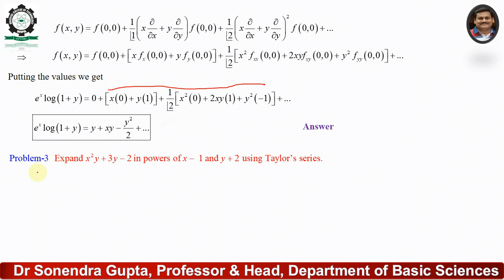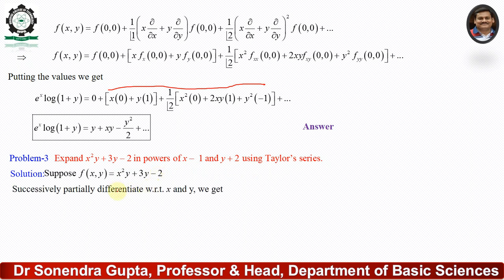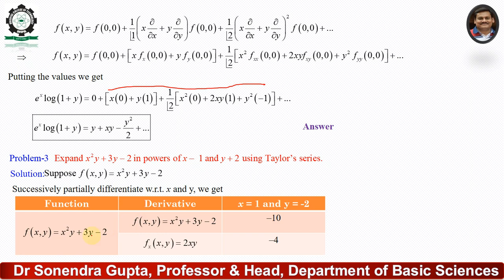Now we discuss one more question in terms of x minus a and y minus b: expand x square y plus 3y minus 2 in powers of x minus 1 and y plus 2 using the Taylor series. Again we have the function x square y plus 3y minus 2, and we can differentiate with respect to x and y like this. Now this is your function and its derivatives. The first term is the same because there is no derivative, and putting x equal to 1 and y equal to minus 2, we get minus 10.